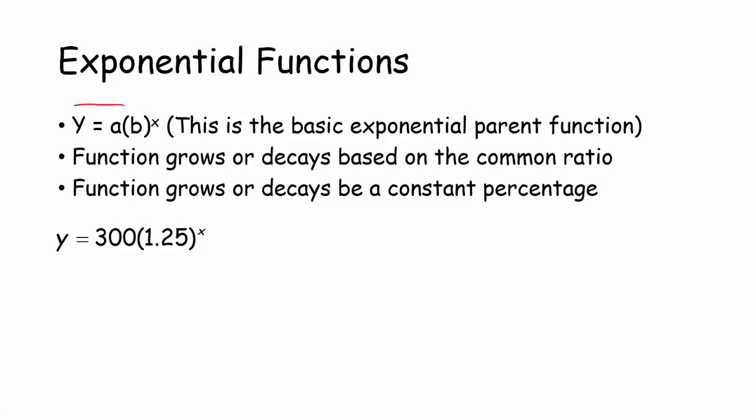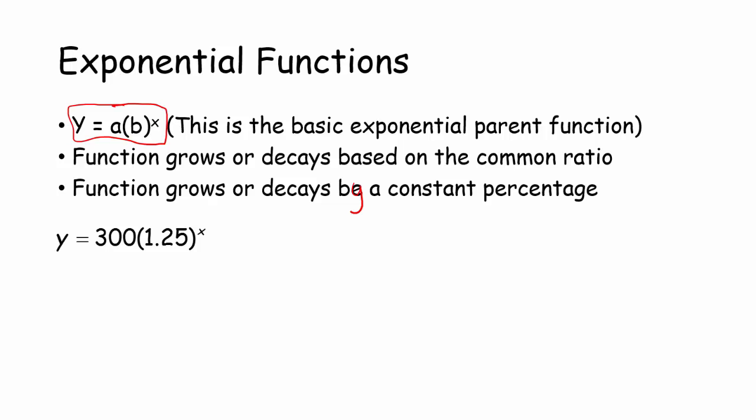So y equals a times b to the x. There's the basic exponential function where a is the initial value and b is going to be our common ratio. So the function is going to grow or decay based on what this common ratio is, based on what the base value is. And the function is going to grow or decay by a constant percentage.